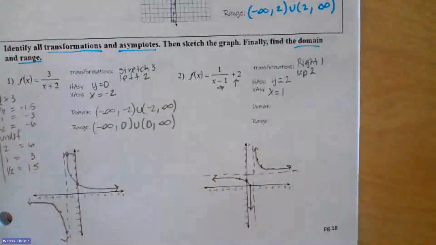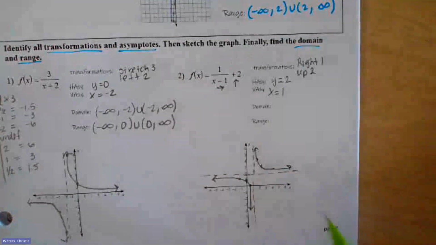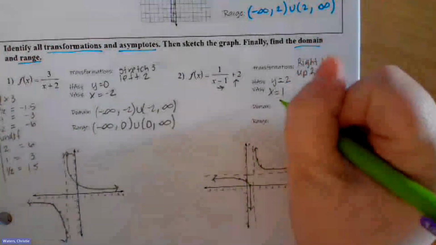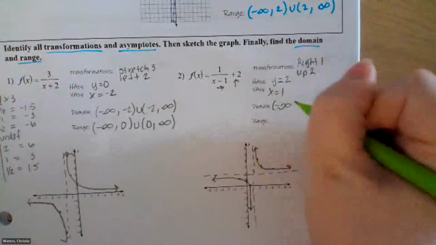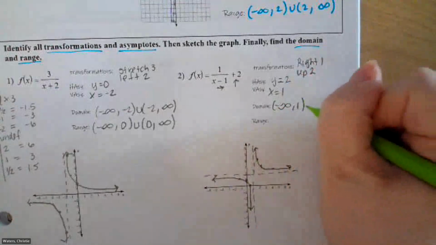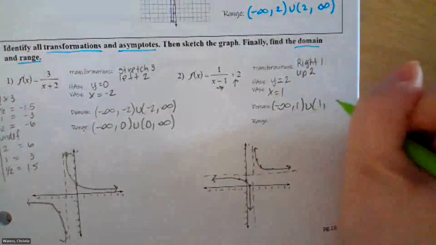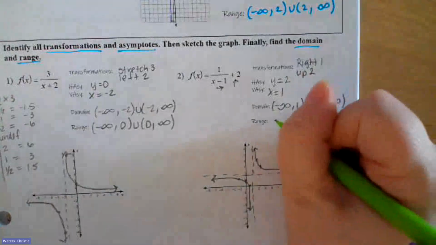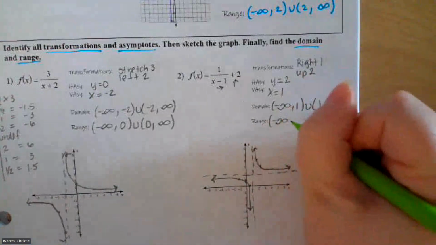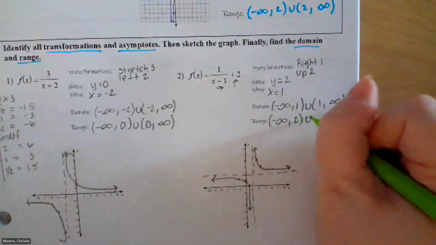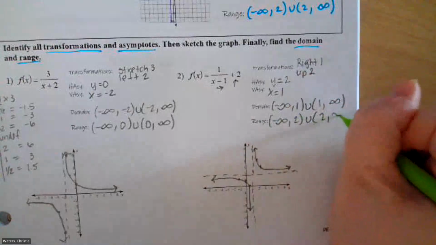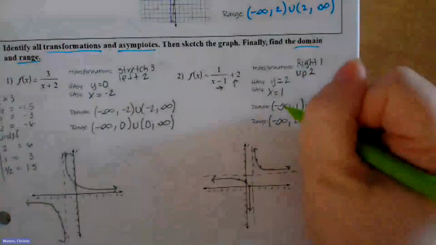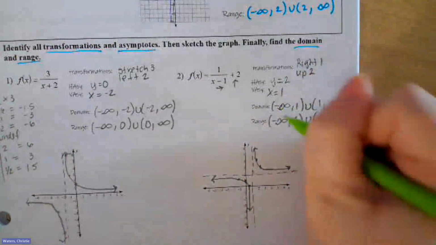There we go. So the domain is interrupted by my vertical asymptote, which is at 1. And my range is interrupted by my horizontal asymptote, which is at 2. There we are. So that is domain and range.